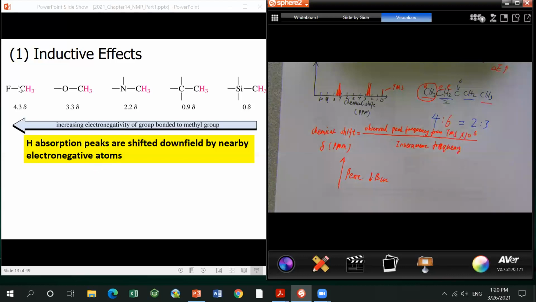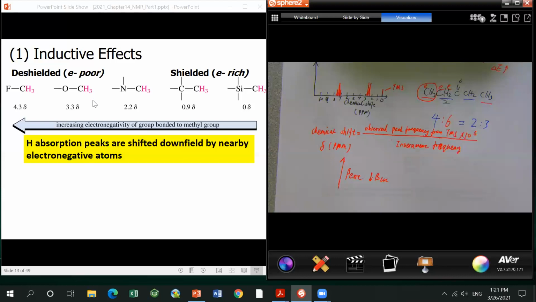For example, fluorine has the highest electronegativity, and then this CH3 has a higher chemical shift. When we come to carbon, carbon has weak electronegativity and a very weak inductive effect. That's why for saturated alkanes the CH3 normally has a pretty low chemical shift. Definitely the lowest is silicon, because silicon has an even poorer electronegativity effect than carbon.